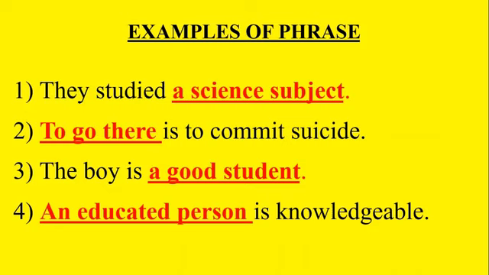All the underlined expressions are phrases because, number one, they are groups of words. Number two, some of them do not have verbs. The one that has a verb has a non-finite verb, and they do not make complete meaning on their own. Therefore, they are termed phrases.